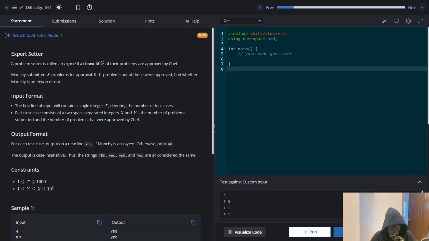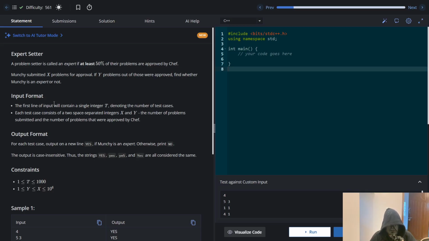The problem says a problem setter is called an expert if at least 50% of their problems are approved by chef. Got it? So a problem setter is basically called an expert if a minimum of 50% of their problems are approved by chef, which means it is correct. Munshi submitted X problems for approval. If Y problems out of those are approved, find whether Munshi is an expert or not. So Munshi submits X problems, out of which Y problems get approved. We need to find if Munshi is an expert or not.